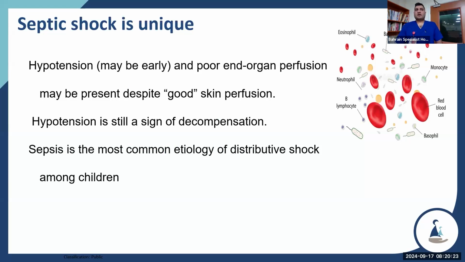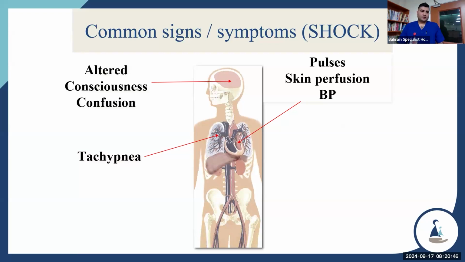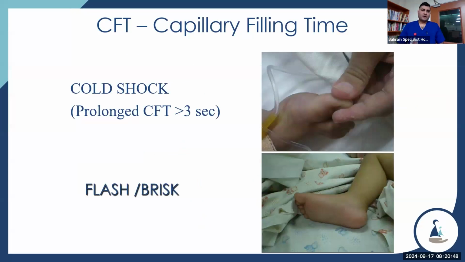Septic shock is very commonly seen in the pediatric population. You may have hypotension early, and poor organ perfusion may be present despite good skin perfusion. Hypotension is still a sign of decompensation. Sepsis is the most common etiology of distributive shock among children.